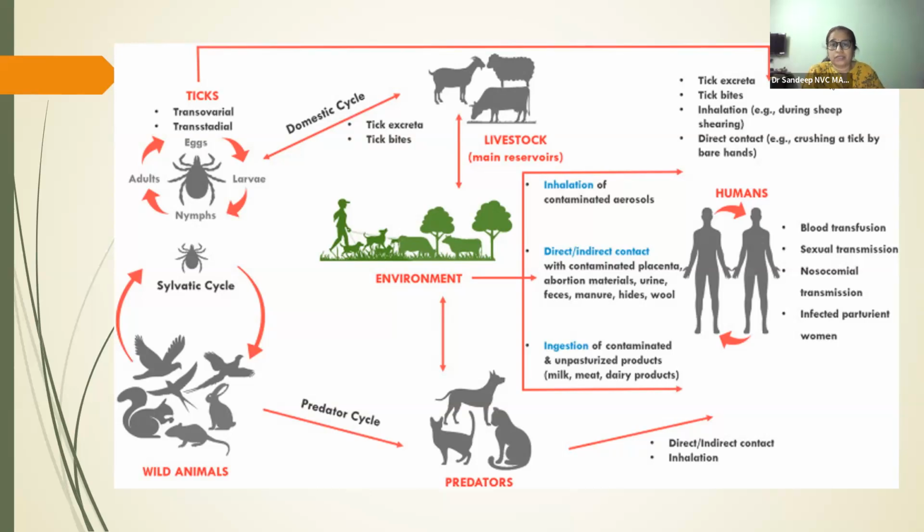In case of humans, if we look towards the humans, it may be because of the inhalation of contaminated aerosols. It may be because of direct or indirect contact with contaminated placenta, aborted material, urine, feces, manure. That means most of the time because of this only we are saying that this is an occupational type of disease, because the farmers or the farm workers or the veterinarians are routinely coming in contact with all these things.